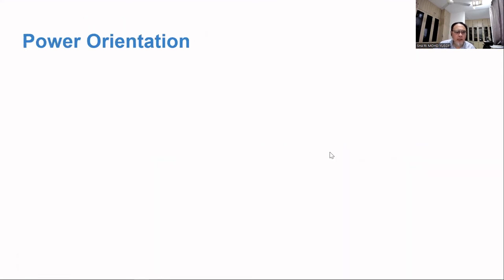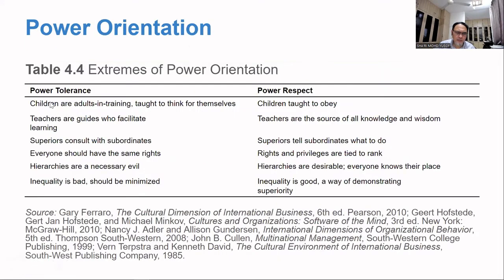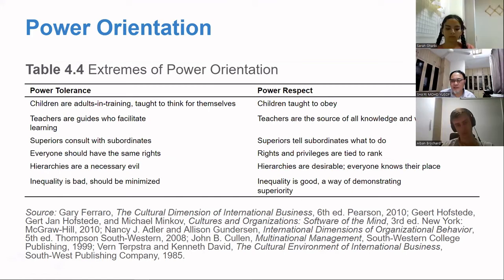Then power orientation is what people in the culture believe about the appropriateness of power and authority in hierarchy, for example, power tolerant or power respect. In power tolerant cultures, children are adults in training, and they are taught to think for themselves. This is the American or Western way of doing things. In the other, children are taught to obey. This is more Eastern culture, Muslim culture. Chinese the same, Muslim the same. Teachers are guides who facilitate learning, or teachers are the source of all knowledge.